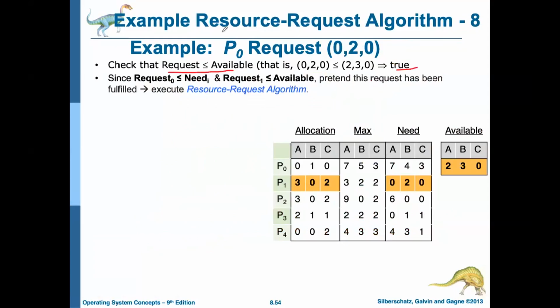So here P0 requests 0, 2, 0, and then this is available. Since the request is less than or equal to need, and the request is less than or equal to available, pretend this request has been fulfilled. So next, execute the resource request algorithm. So this is the table you can see here.